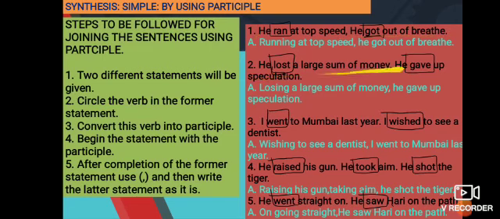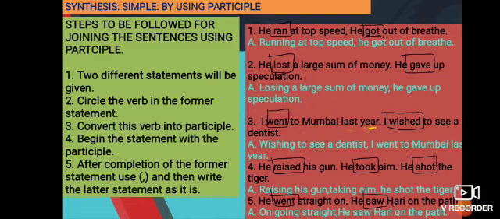Number 2, he lost a large sum of money, he gave up speculation. In this one, he lost a large sum of money, the verb is lost. He gave up speculation, so the verb is gave. Now we have 2 finite verbs. I'll change this finite verb. Lost I'll change to losing. You can even put a preposition and write on losing a large sum of money, he gave up speculation. If you don't want to use a preposition, then you can only use losing. Why? Because I'm changing this finite verb into a non-finite verb using a participle, that is ing. So it becomes losing. Again, the subject in both the statements is the same, so I'll cut this one. So it will be: losing a large sum of money, comma, he gave up speculation.